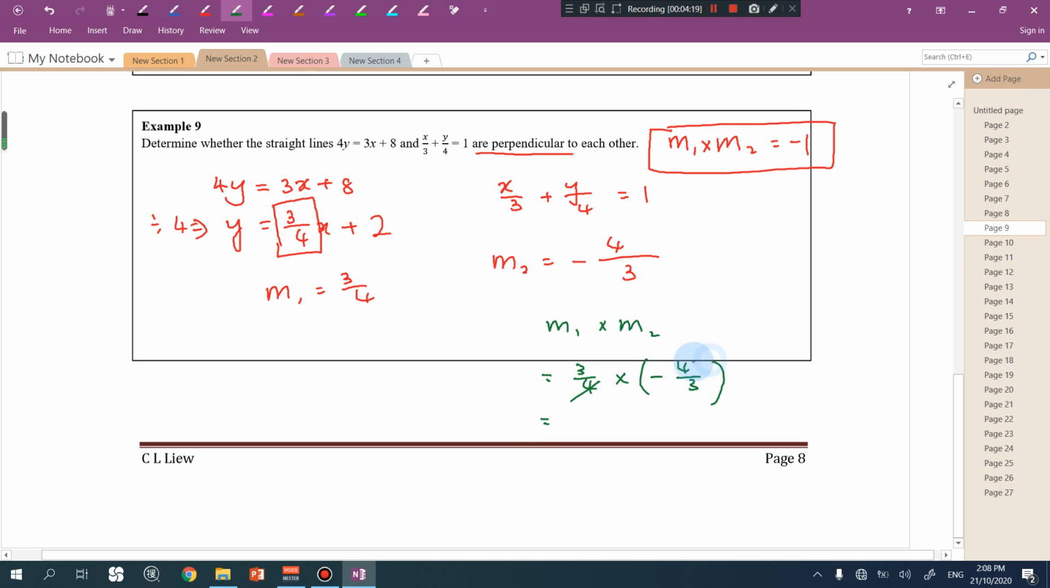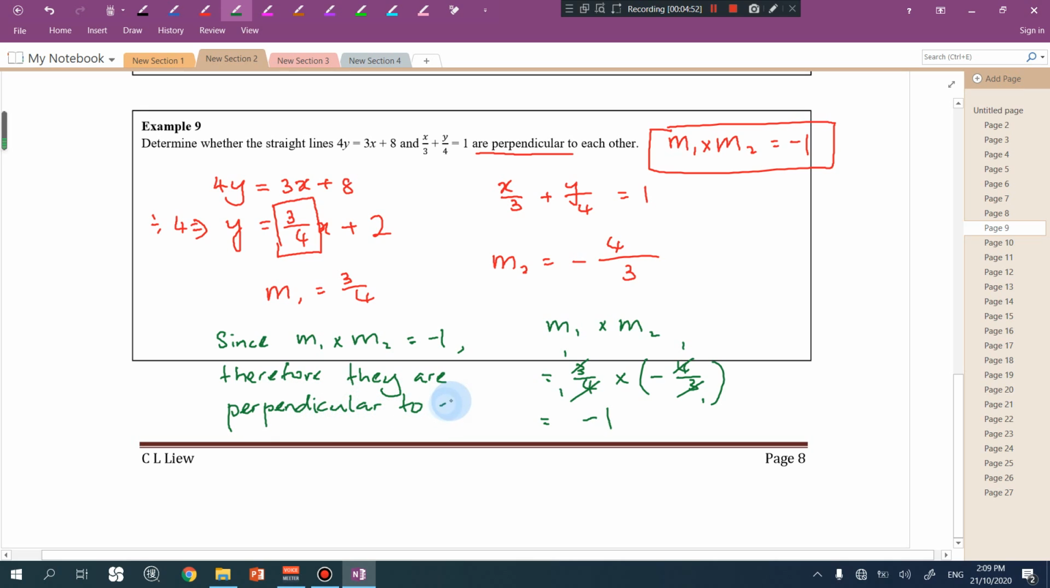We just simplify it. We get 1 and 1. Now you have a negative here, so it means -1. Since m1 times m2 is equal to -1, therefore they are perpendicular to each other. So this is the way we test whether two given lines are perpendicular to each other or not.